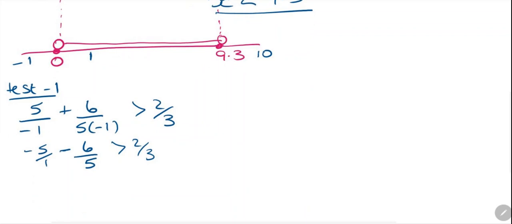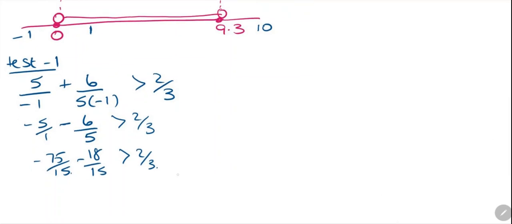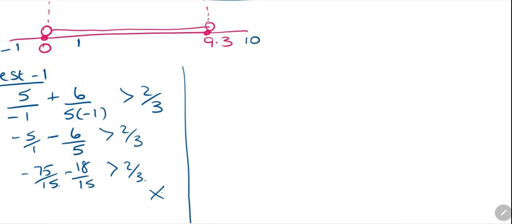Now we need to make them over the same denominator. So I'm going to choose 15. So to do that, 5, if it's 15, so that's going to be 75 over 15. This would be 18 over 15. And we want to see if minus 75 over 15 minus 18 is actually greater than 2/3. Well, it's negative, so it's not. So it cannot be, it's not going to be -1. So let's test our value with 1.